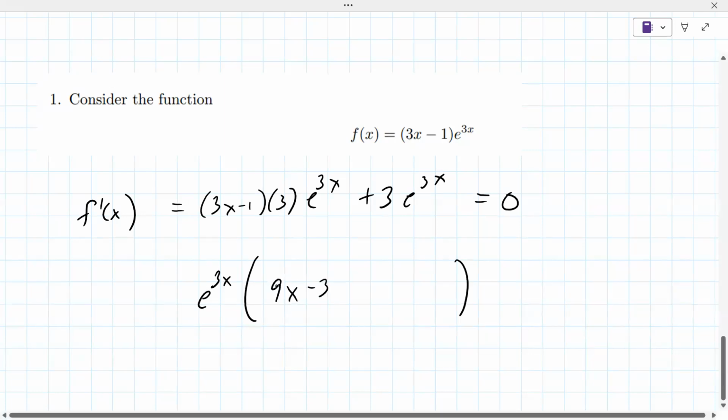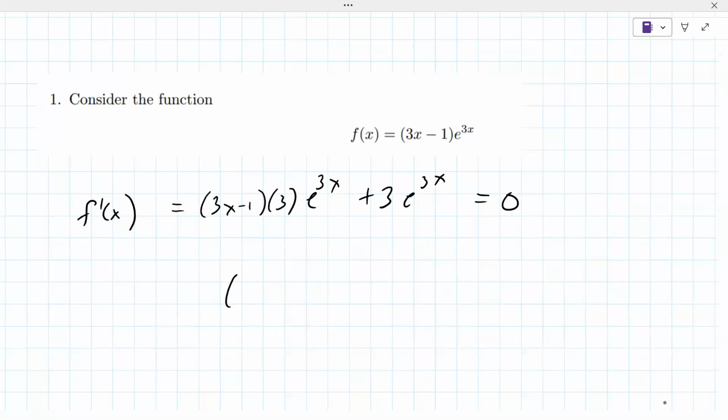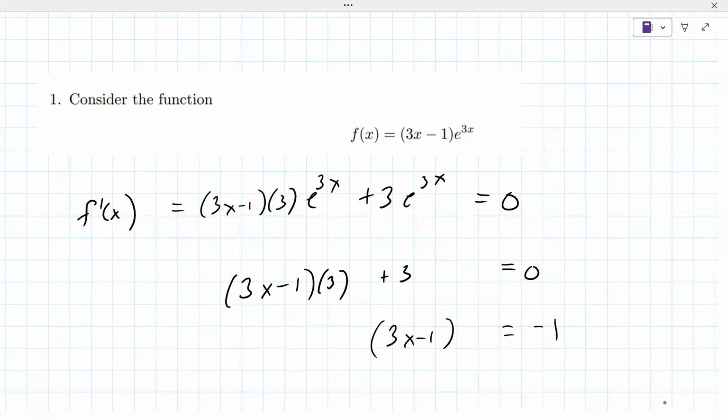So did you get 9x minus 3 plus 3 in here? I kept the 3x minus 1 and the 3 separate, and then I subtracted 3 from both sides. You have to factor out the e to the 3x or cancel it. It doesn't really matter how you look at it, but what's left over is this plus the 3. Yeah, that's what I did. Subtracted 3 from both sides, and then divided by 3. Oh, that equals 0, not 1. Okay, keep going.